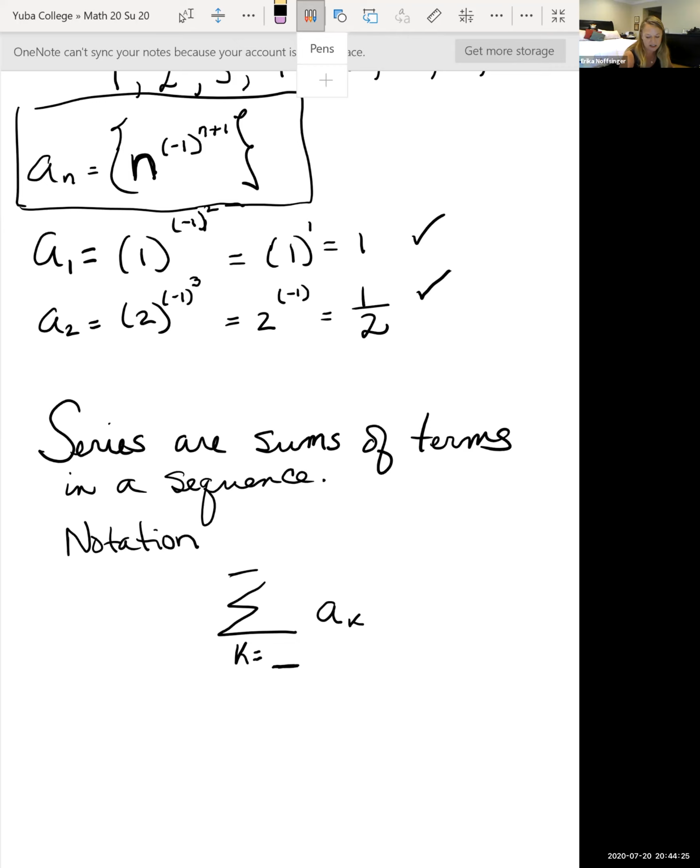So usually, not always, but usually you start with 1. This tells me the term, the value that we're going to plug in. This is our start value for k. And this right here, let's put n here. So this is the nth term, or nth value, or nth term of the sequence.